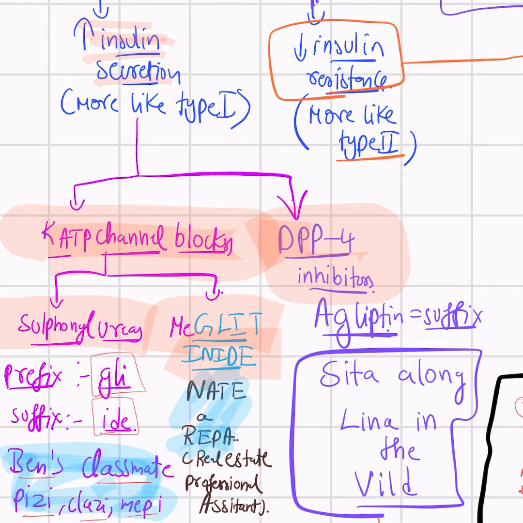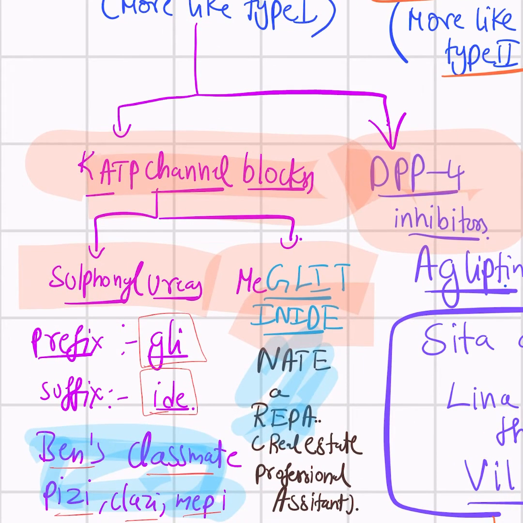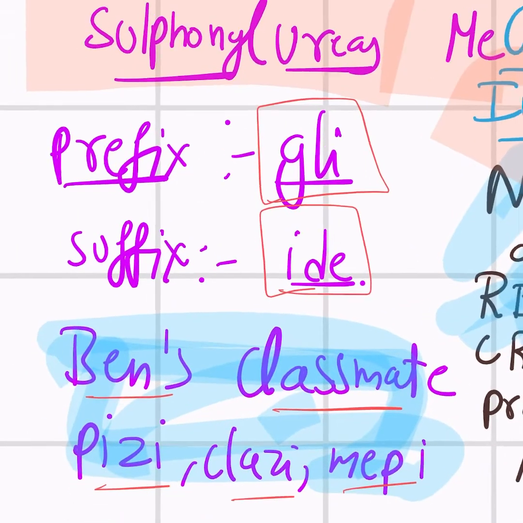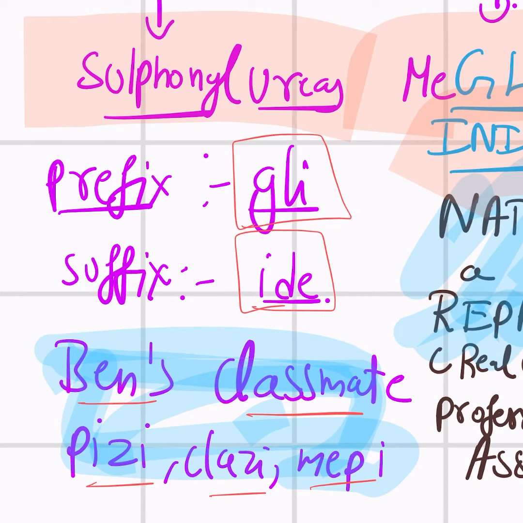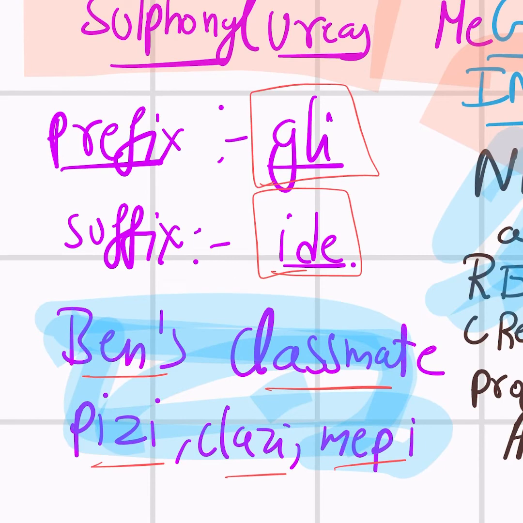So gli is going to be glibenclamide. Class would remind us of gliclazide. Then we have glipizide. Then we have glimepiride, and we also have tolbutamide, right?